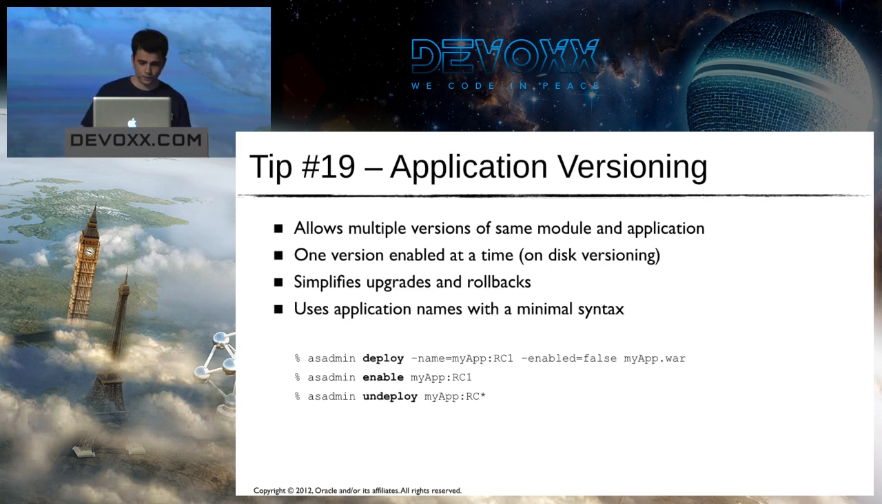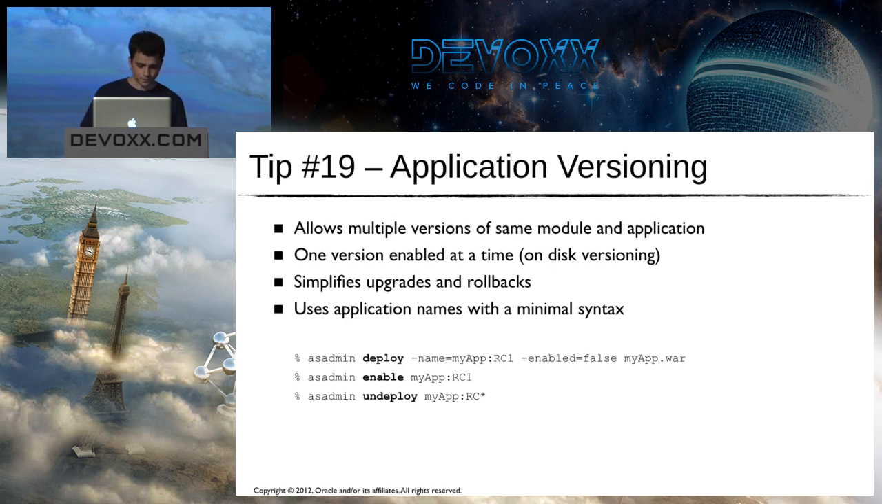Okay, application versioning. So this is something which can be really convenient for people who are using GlassFish in production. Let's say you have a very big application and you want to do multiple deployments of the same application, but you may want to keep all those versions on the disk. So this is what the versioning of GlassFish is about. Basically, it's one version enabled at a time.